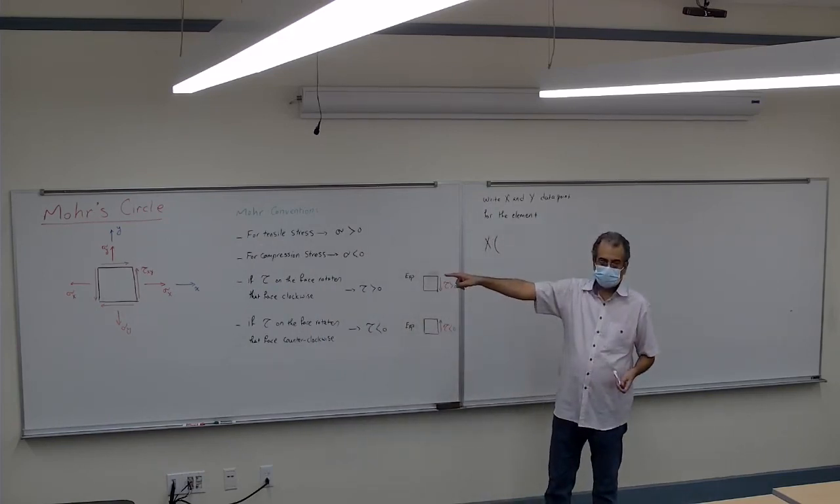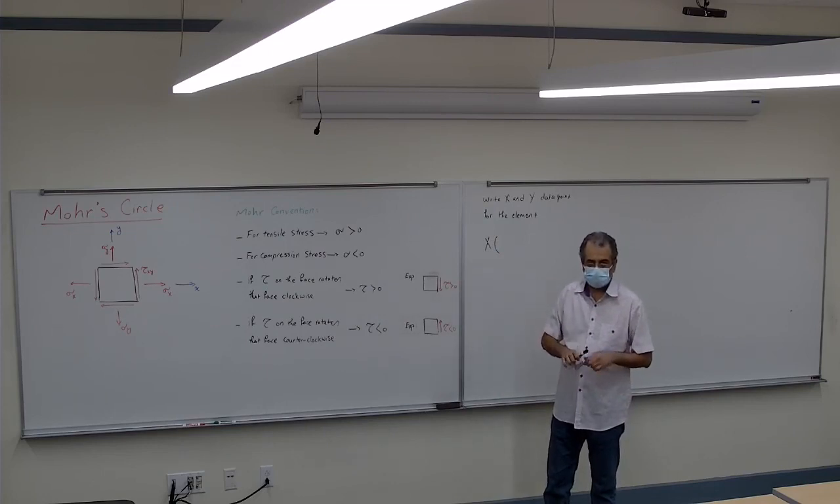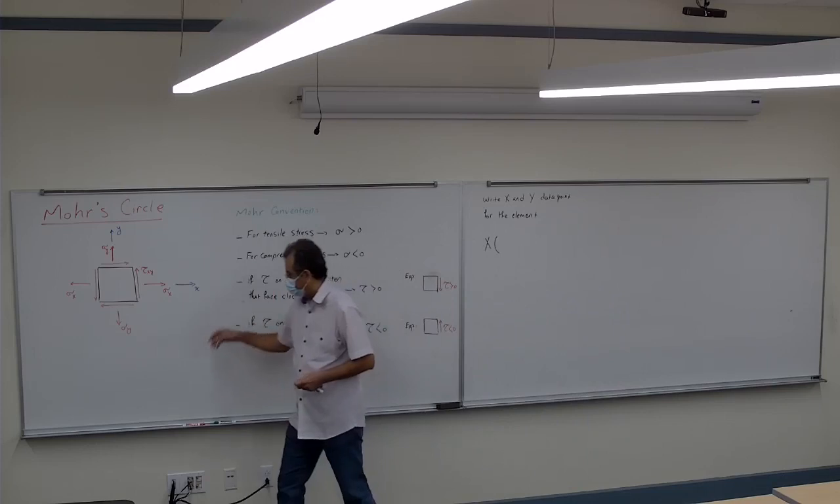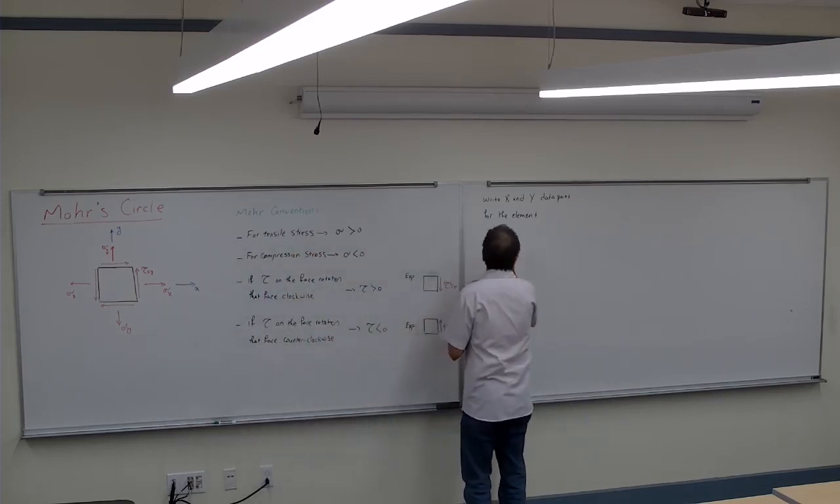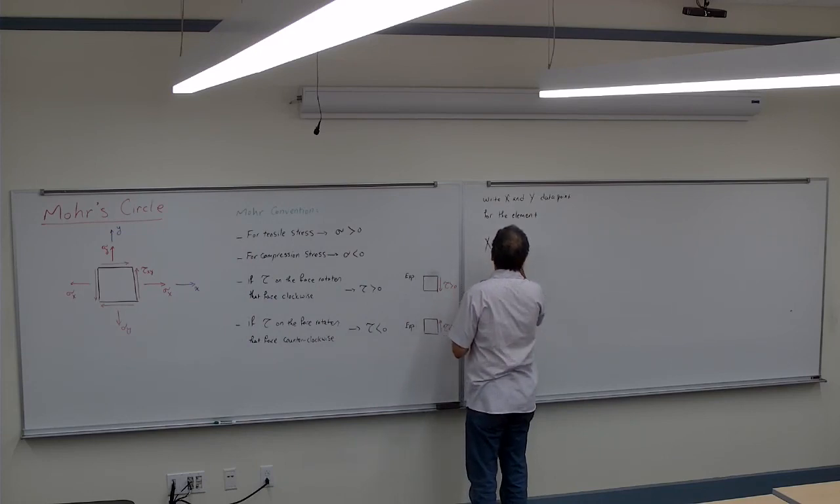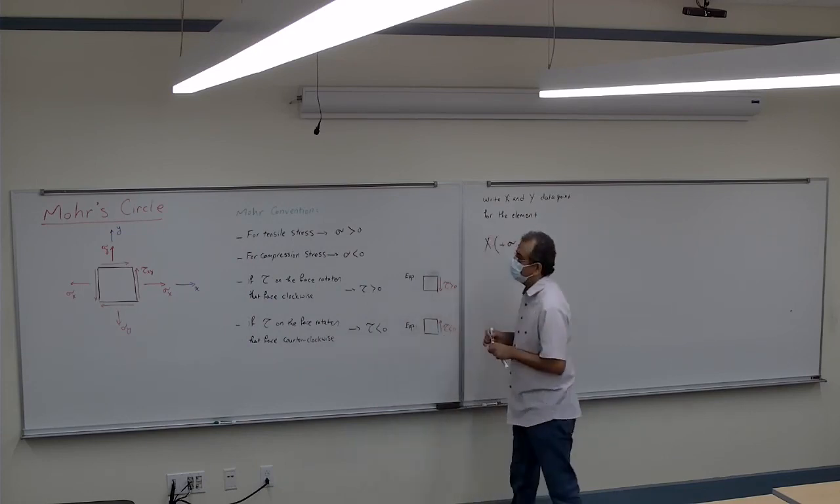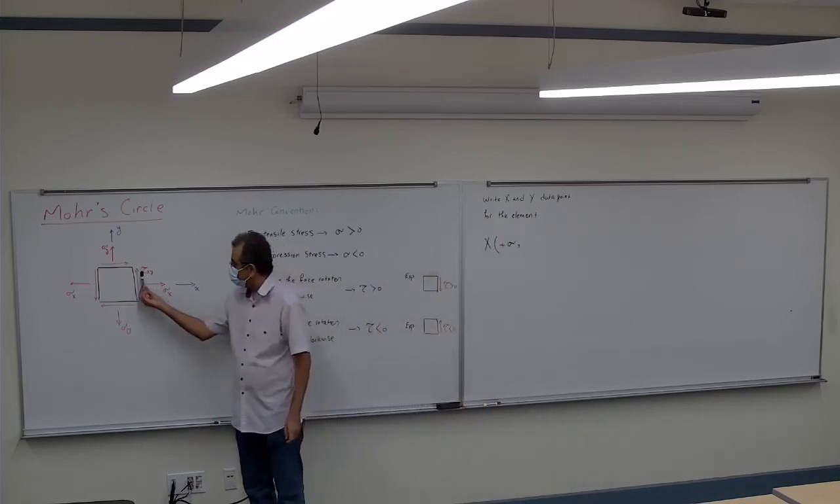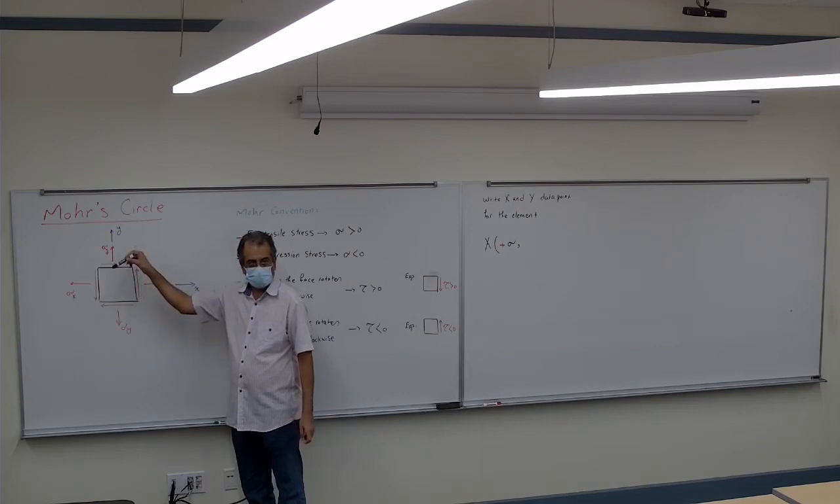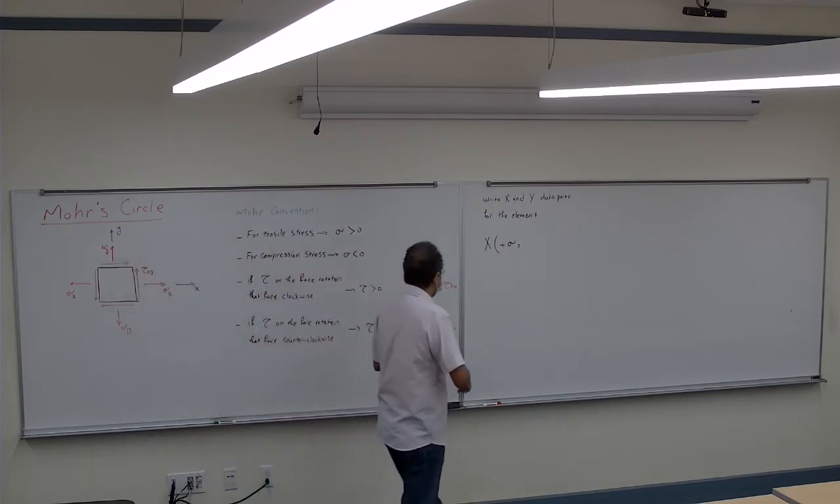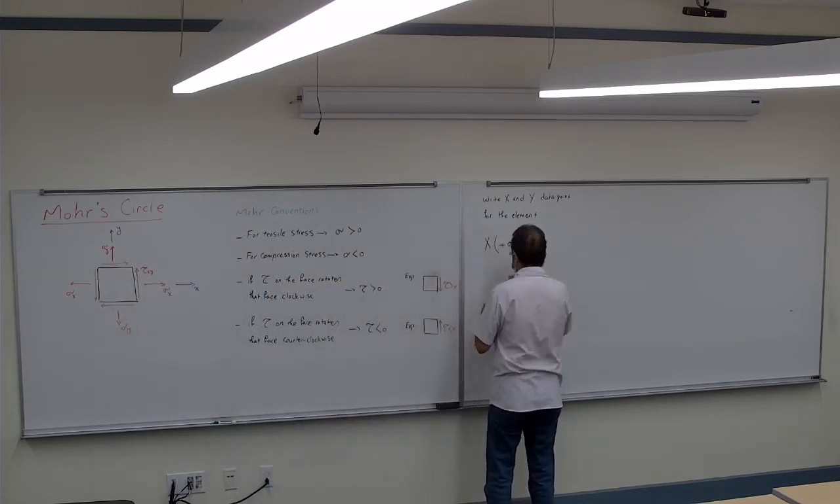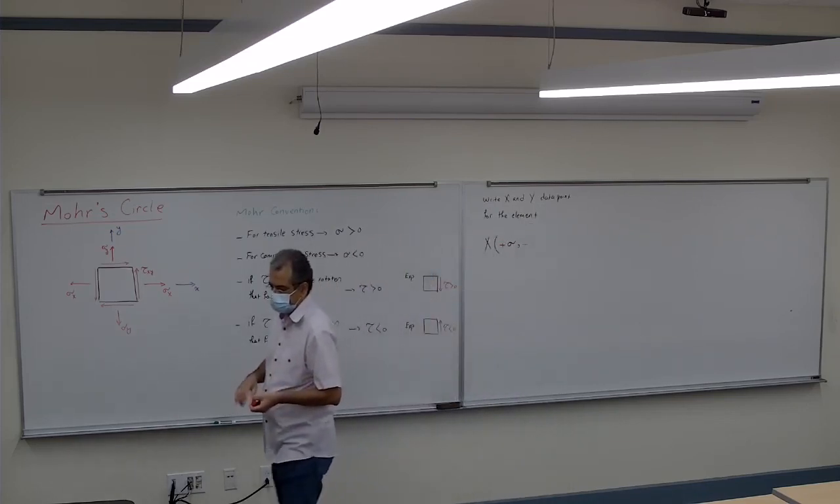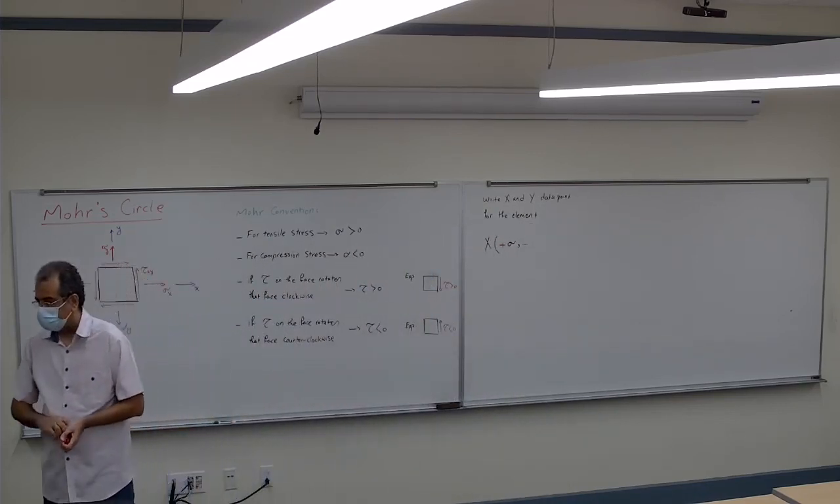Sigma x here, so it's going to be positive, right? The data point along the x is the positive sigma x. What about the tau? Is it positive or negative? The tau on the x-axis, it's counterclockwise, so it's going to be negative tau xy.